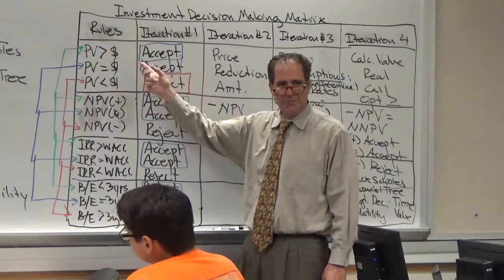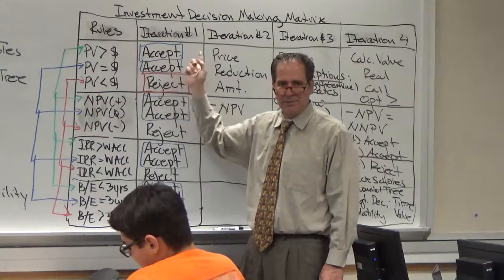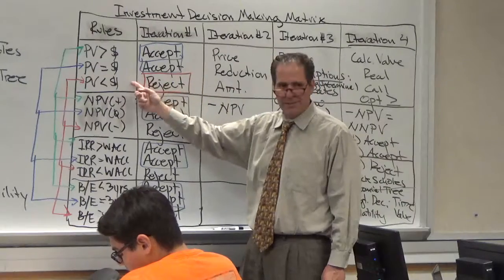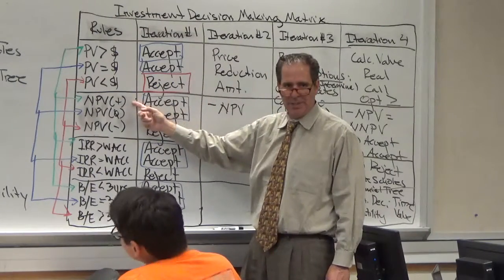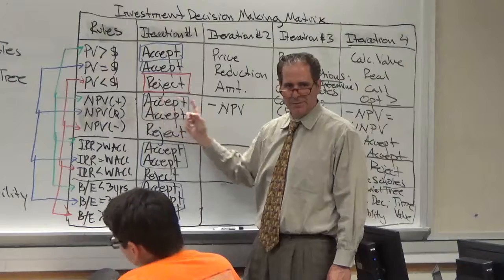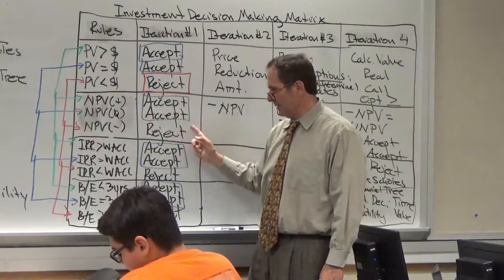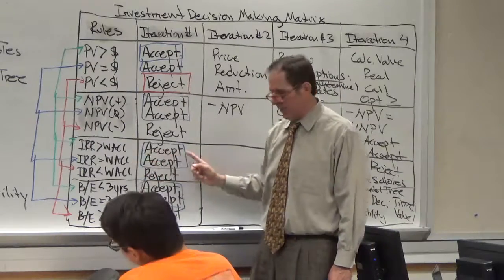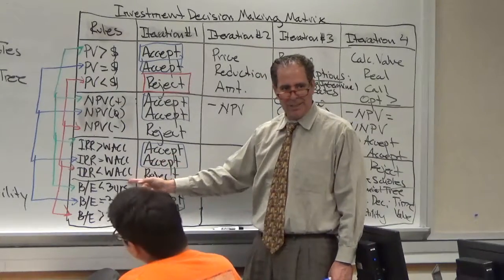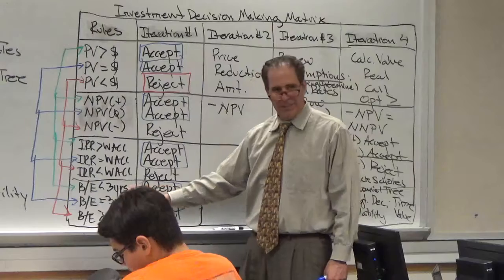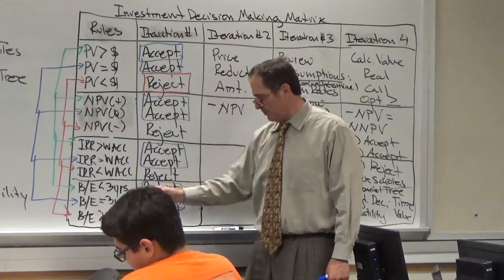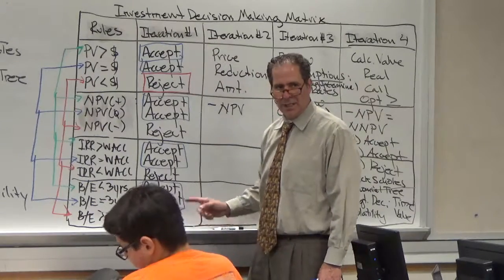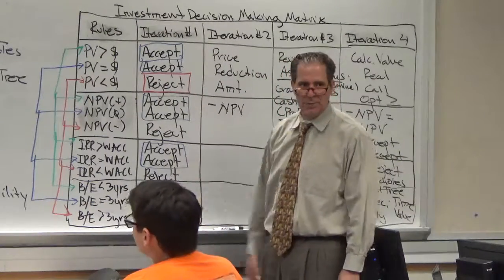Let's just go through it. Present value greater than the price, you accept. Present value equal to the price, accept. Present value less than the price, reject. Net present value positive, accept. Zero, accept. Negative, reject. IRR greater than WACC, accept. IRR equal to WACC, accept. IRR less than WACC, reject. Break even less than 3 years, accept. Break even equal to 3 years, accept. Break even greater than 3 years, reject. Got it. Okay, that's iteration one.